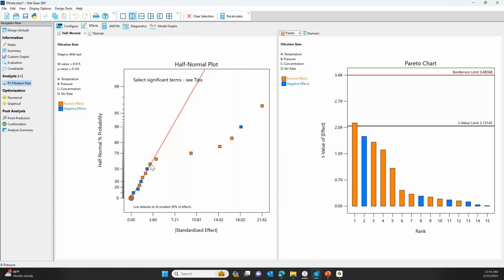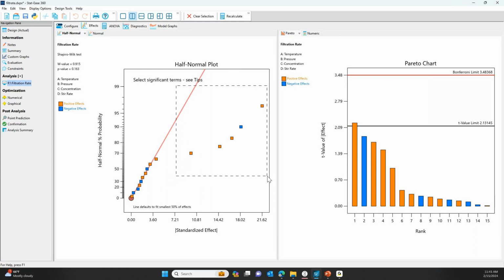So let's just pick one of those. Let me right click on it, pressure. So there's the second one. Pressure falls right on the red line or along the red line. So that has been determined not to have a material impact on the filtration rate, which is interesting. And I'll say more on that a little later.